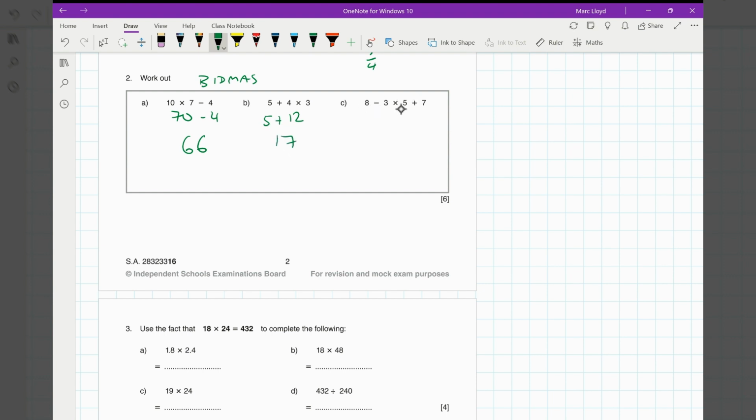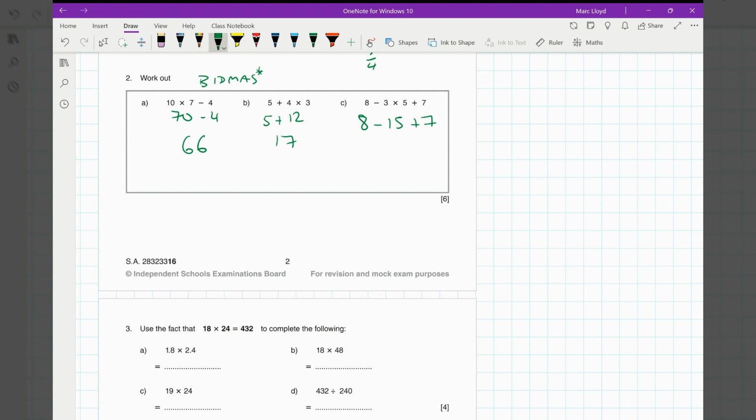Now, part C has got lots of little bits happening to it, but again, we follow BIDMAS. So we're going to have 8 take away, and we sort out this bit: 3 times 5, which is 15, add 7. Now, BIDMAS has always had a little asterisk with it. And the asterisk is that when you get to the addition and subtraction, you just go left to right.